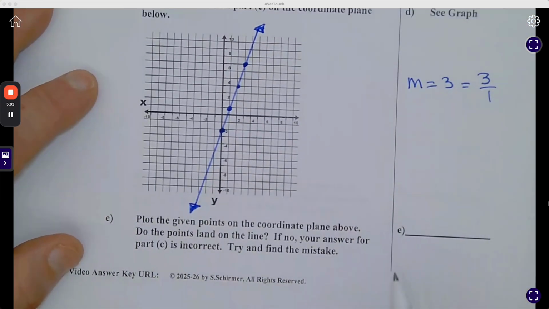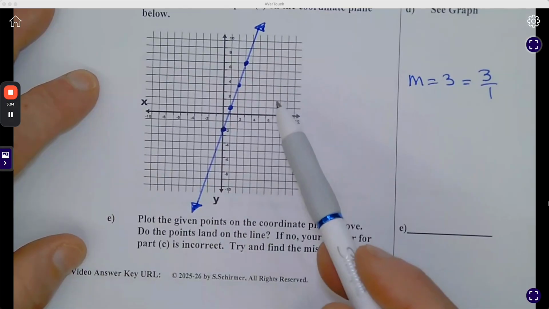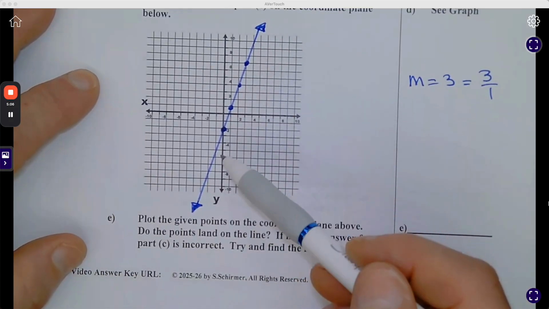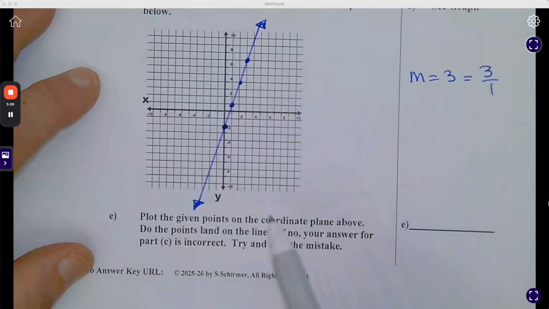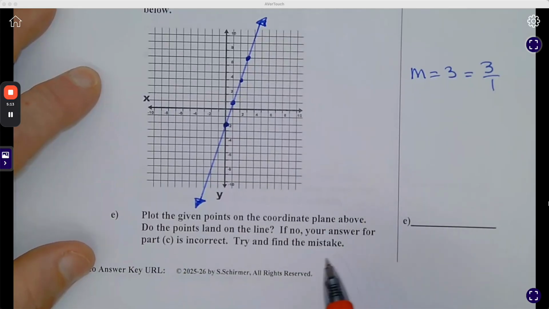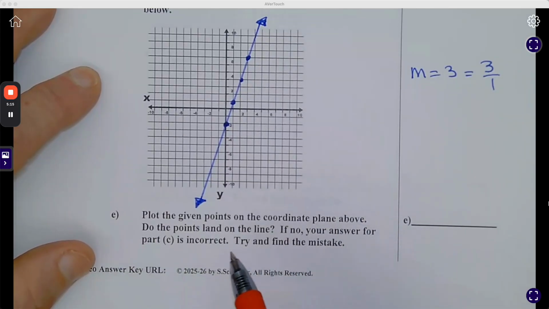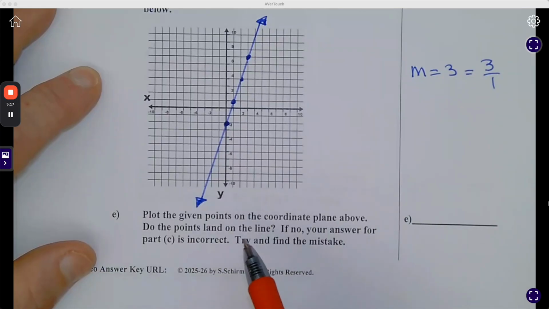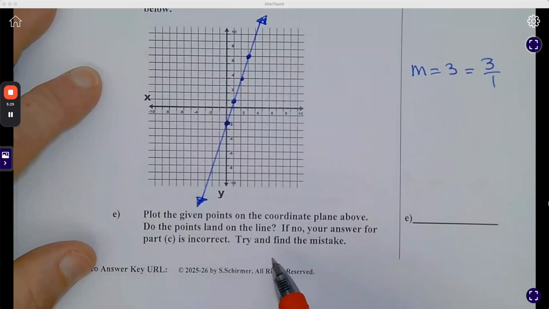Okay, that's important you understand that. We graph to show the solution set. Every ordered pair on that line is the solution set. Plot the given points. Oh, okay, I like this. Plot the given points on the coordinate plane above. Do the points land on the line? Oh, I don't know. If no, your answer for part C is incorrect. Try and find the mistake.